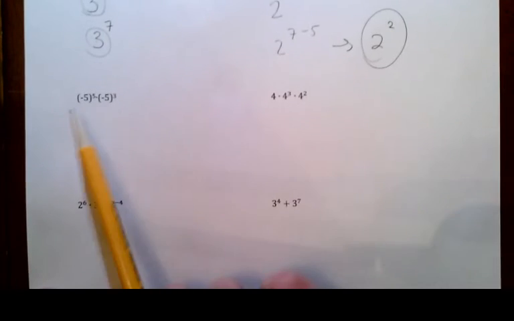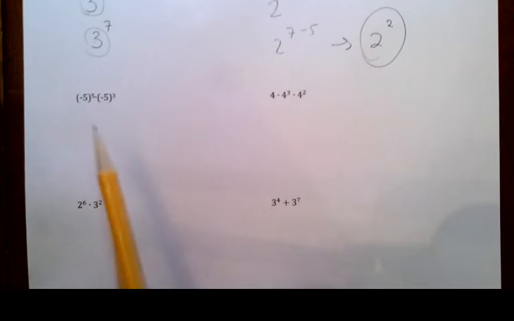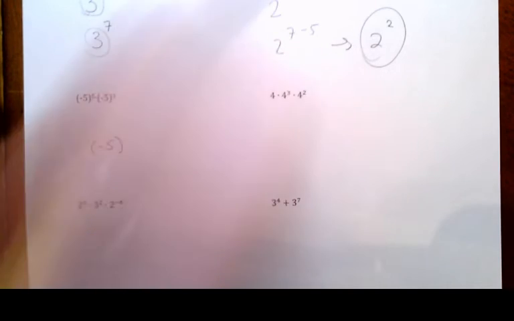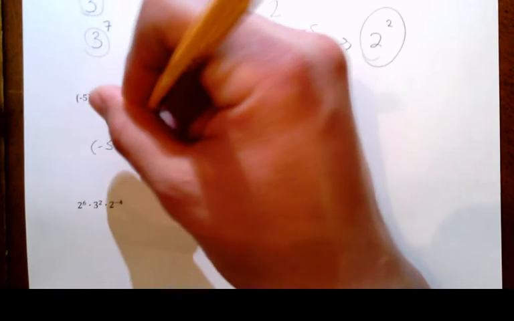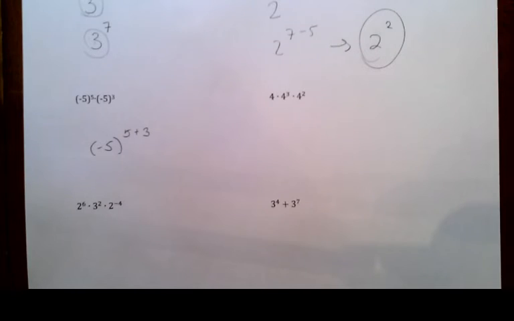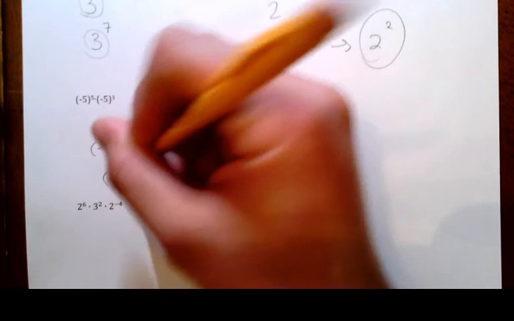Right down here, I have a negative 5 as a base and negative 5 as a base, which is fine. Negative 5 is going to be my base here. But what I want you to pay attention to is I need to add the exponents, the 5 and the 3. So 5 plus 3. In that instance, I get negative 5 to the 5 plus 3, which gives me negative 5 to the 8th.